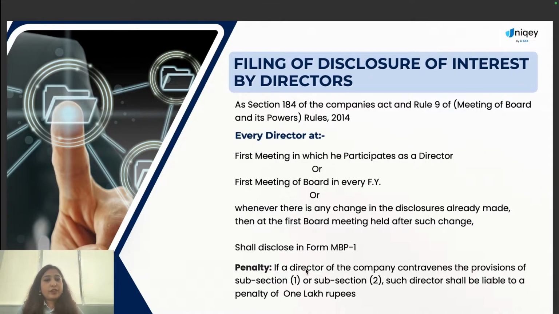Filing a disclosure of interest by the director is very important. Every director is required to give the disclosure at the first board meeting in which he participates as a director, and at the first board meeting every financial year. If there is any change, they have to report it in the next board meeting after the change has arisen, in Form MBP-1. If not done by the director, then a penalty of rupees 1 lakh will be levied.